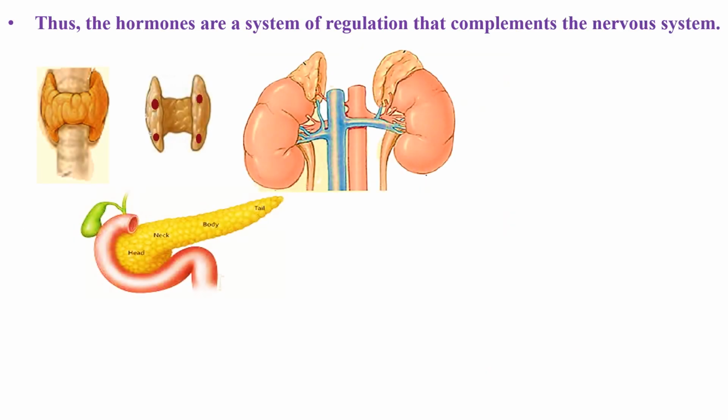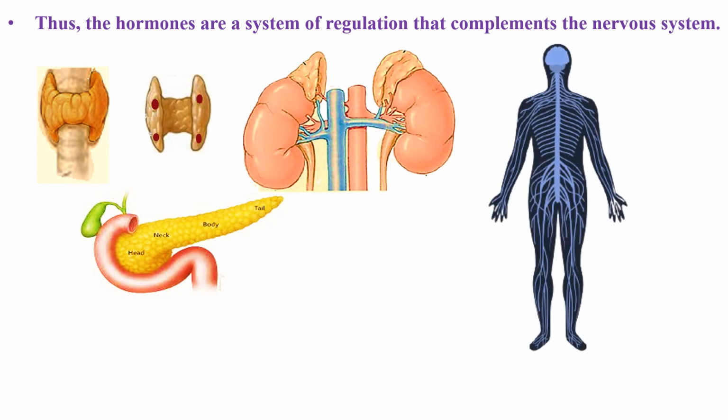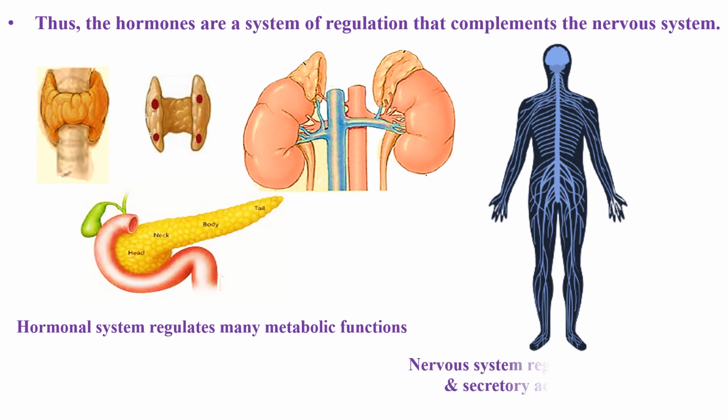Thus, hormones are a system of regulation that complements the nervous system. Hormonal system regulates many metabolic functions while the nervous system regulates muscular and secretory activities of the body.